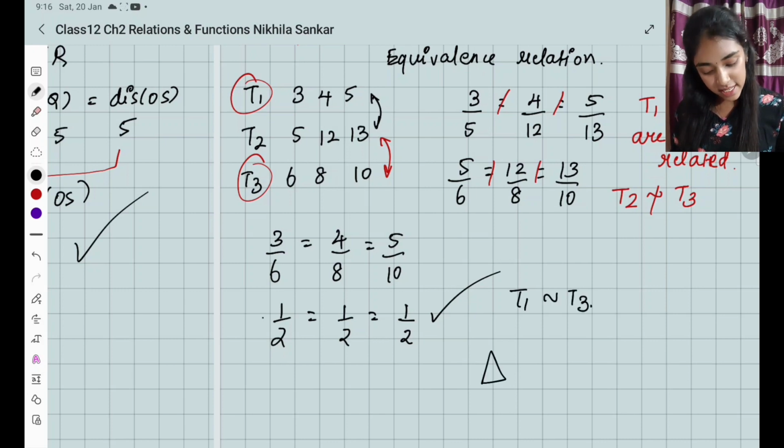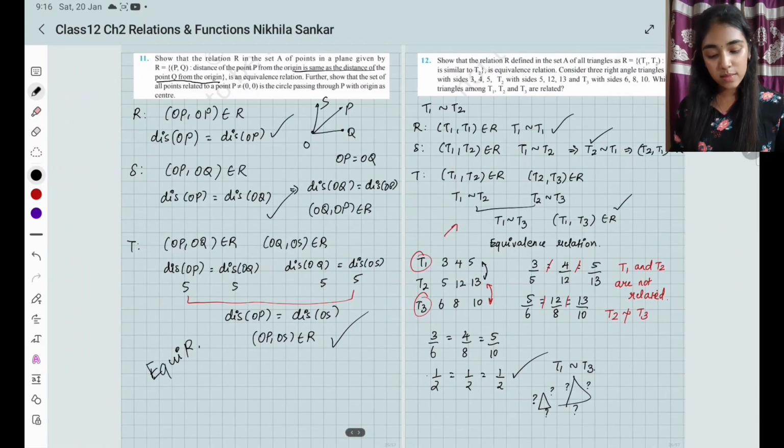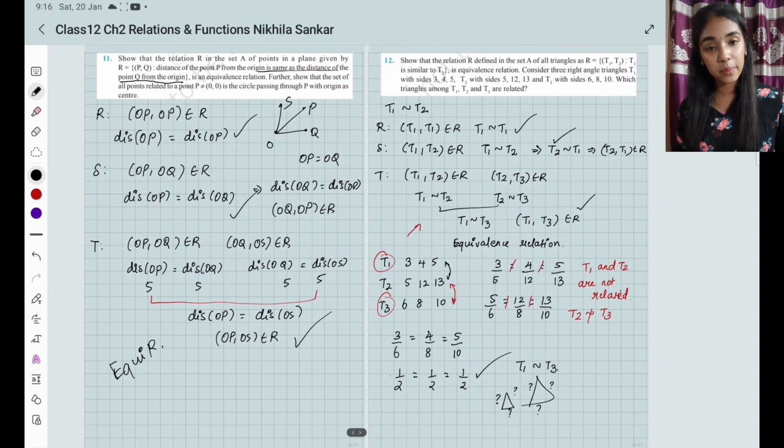Understood? What are similar triangles? Now there is a small triangle and a big triangle. So this side and this side are proportional. This by this are proportional. This by this ratio is going to be proportional. So triangle 1 is similar to triangle 3. Understood? Please copy.